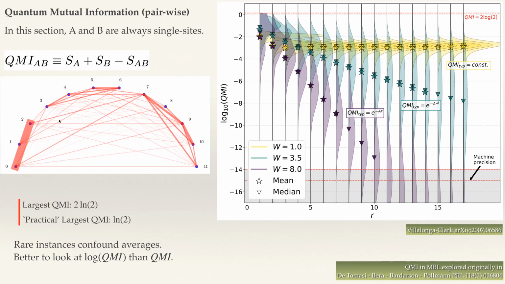Just to tell you a little bit about quantum mutual information, the largest quantum mutual information you can have is 2 log 2, although that's weird because you have to essentially have a maximal singlet between two sites to get it. So the largest practical quantum mutual information, if you're entangled with more than 2 sites, is essentially log 2. And so here, we're not going to look at the quantum mutual information primarily. We're going to look at the log of the quantum mutual information. That's really because this is a disorder average problem. When you do disorder averages, there are all sorts of Griffiths-effect-like things. And so rare instances confound the averages. So to be careful, you look at the log of these things so that rare large instances don't screw up all your averages.